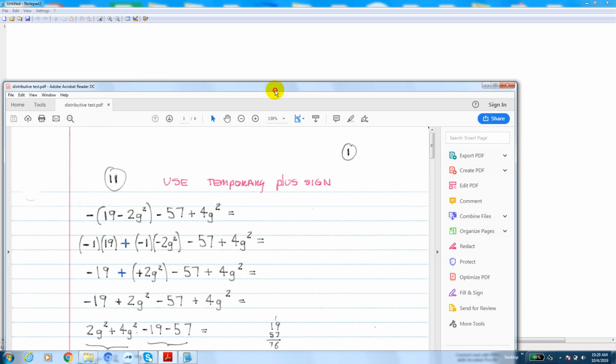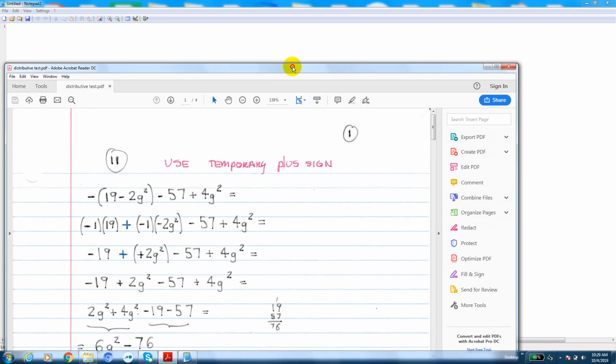4g squared. Next step is you can move the like terms next to each other to make it easy to add and combine. So you do 2g squared plus 4g squared. Notice you're bringing in the commutative law, cute little thing there. And then you have a minus 19 minus 57.